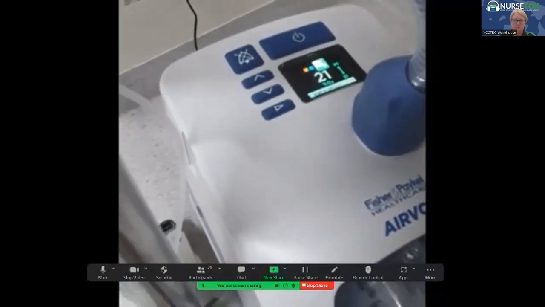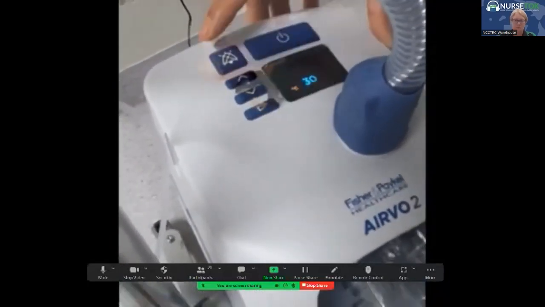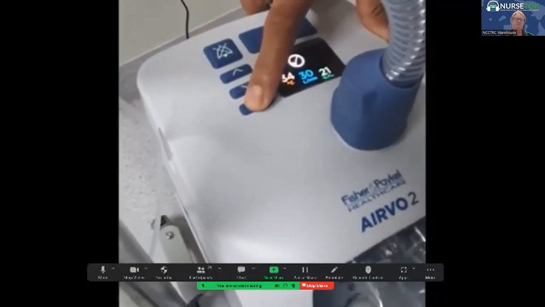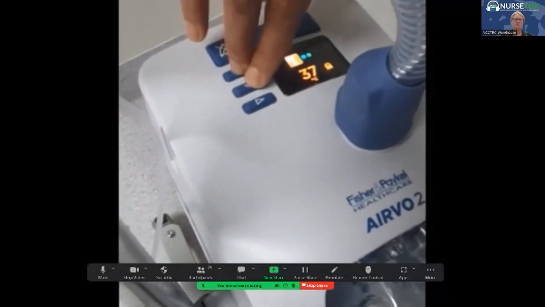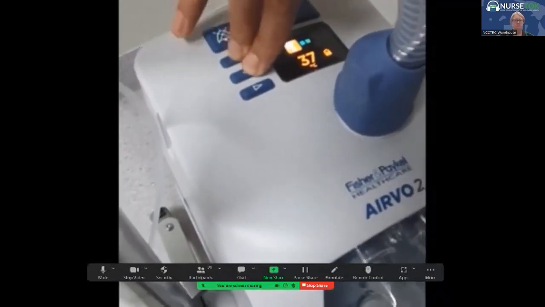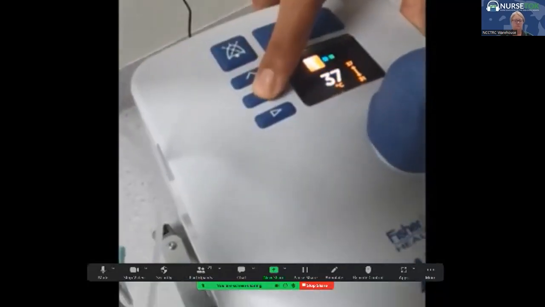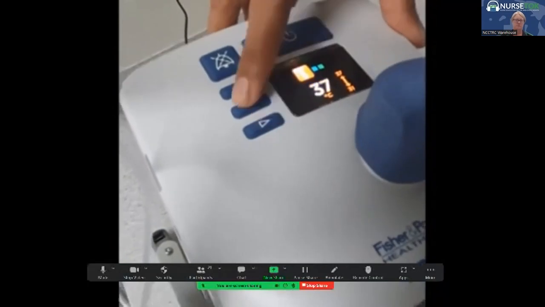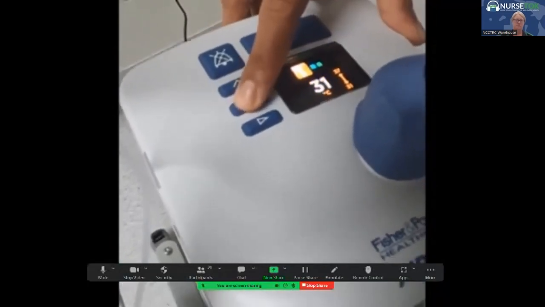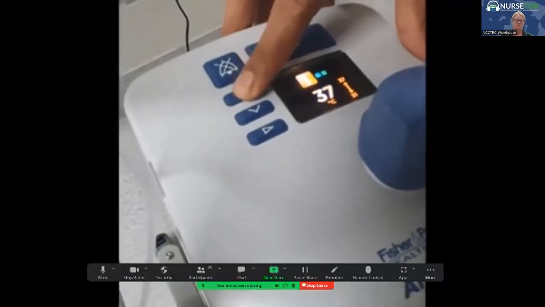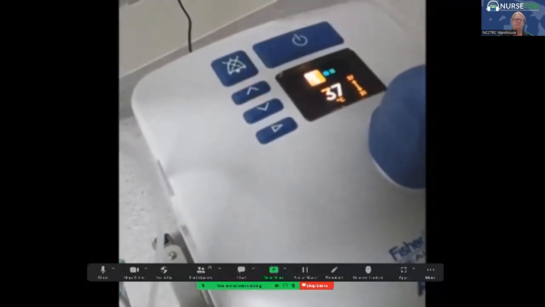Changing temperature: press both up and down buttons together for 3 seconds, as shown, to unlock settings. The padlock symbol will now disappear. Use up or down arrows to adjust temperature. Recommended temperature is 37 degrees Celsius. Press and release the mode button to lock the screen.